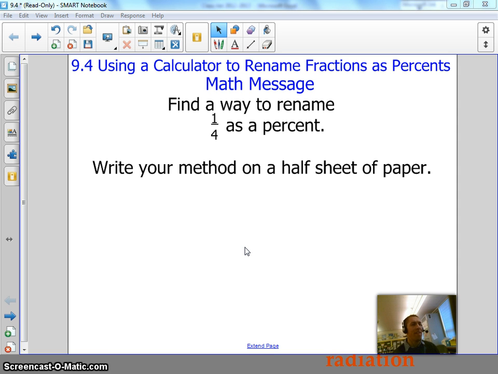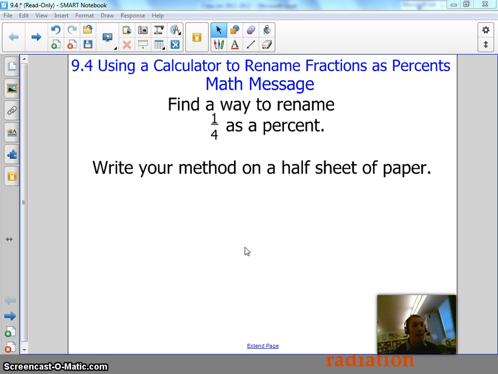So today's lesson is once again building on what we've done in the past. We've covered how to turn easy fractions into percents. We've covered how to use a calculator to turn your fractions into percents and vice versa. And so we're taking the next step of now we're using the calculator to rename fractions as percents. I think I said that a little wrong.